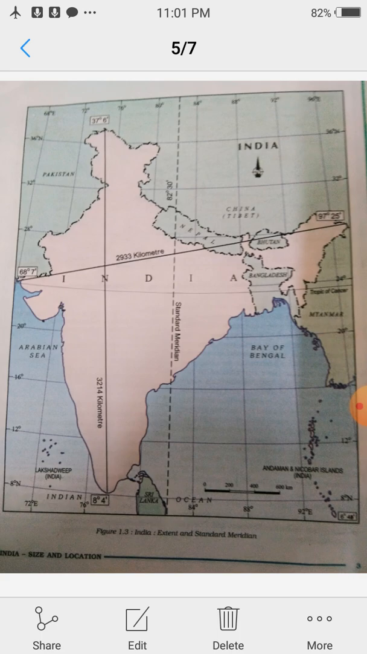So latitudinal extent influences the duration of the day and night. The duration of day and night also depends upon the latitudinal extent, as one moves from south to north.